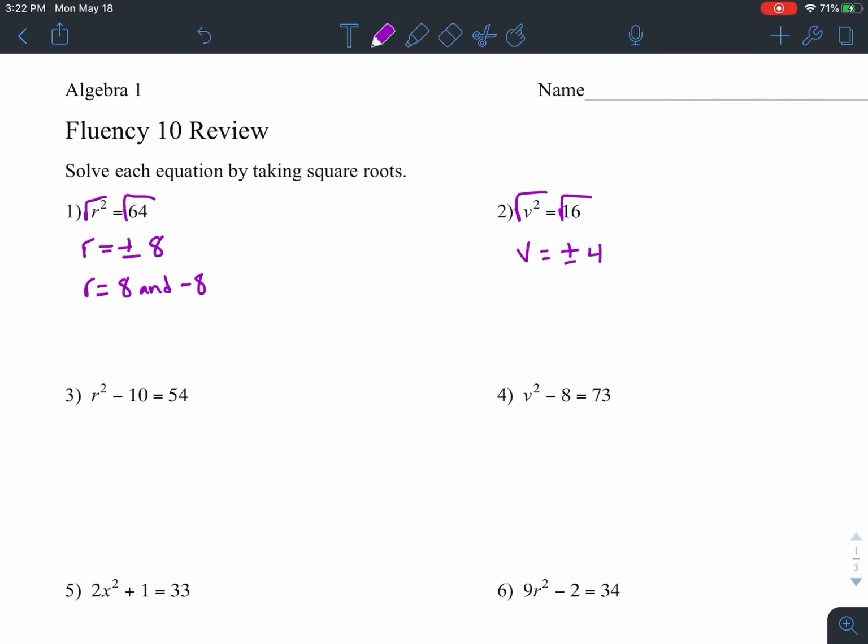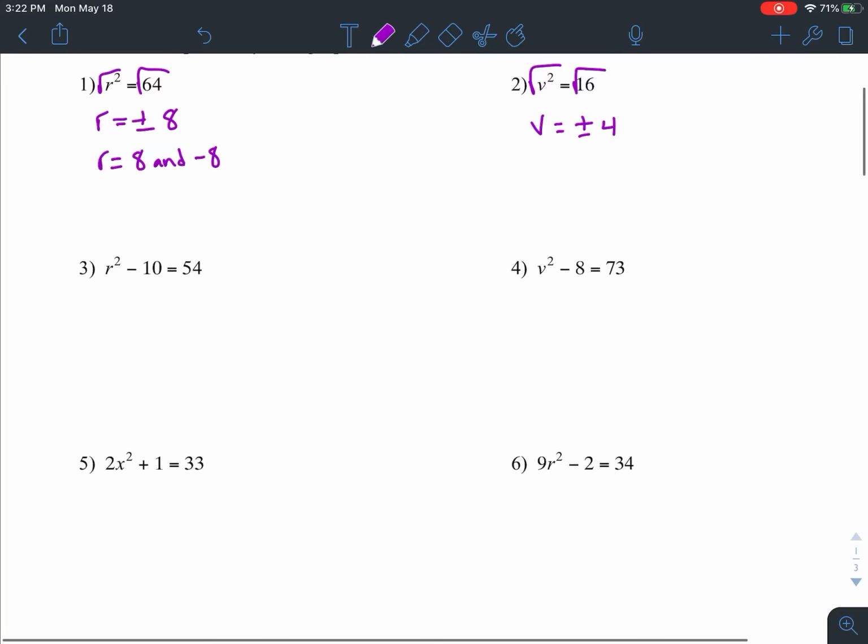You'll probably have one question on your quiz like this and one like the rest of these where you actually have to do a little bit of solving. You have to get the variable by itself, all that stuff.